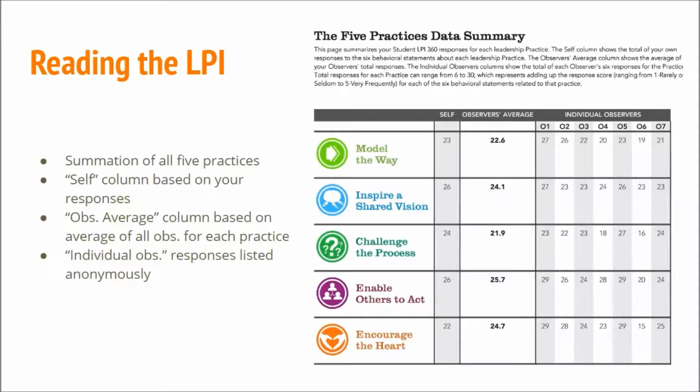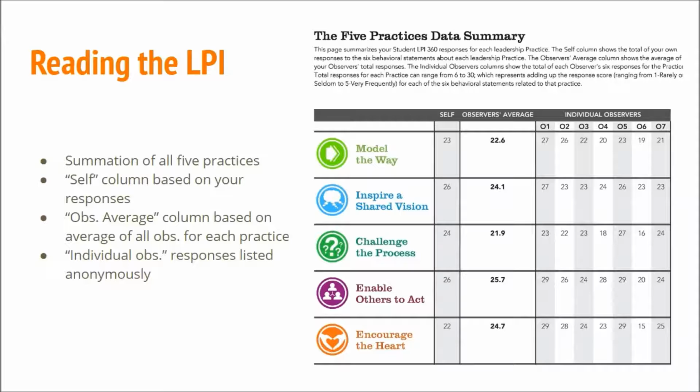The self column is based on your responses, and the observer's average column is based on the average from all the observers. You can see that the observers' responses are also listed individually and that they're done anonymously. All you see is 01, 02, 03. Those are your observers, but you don't know who replied how.